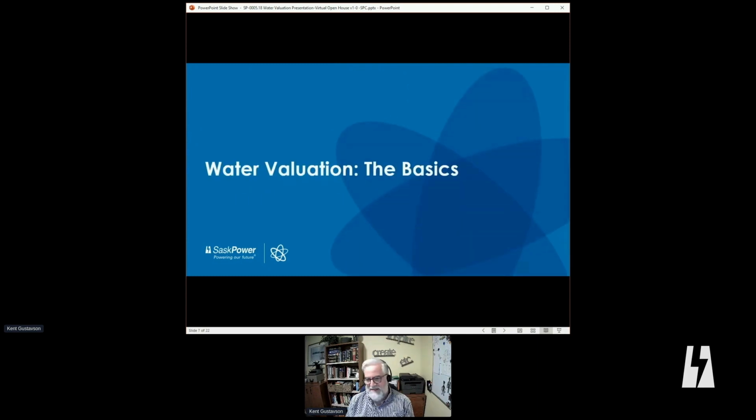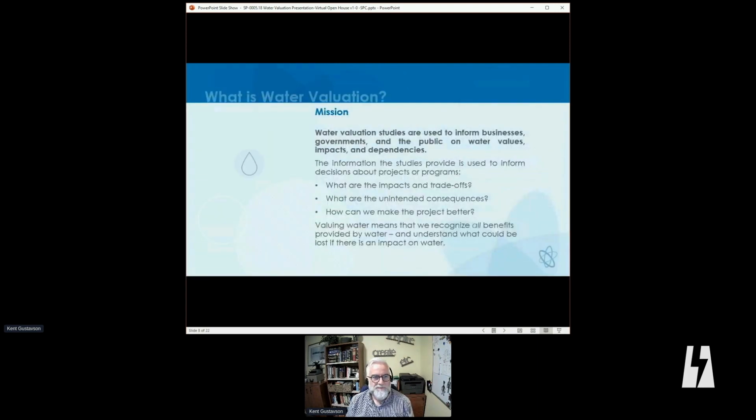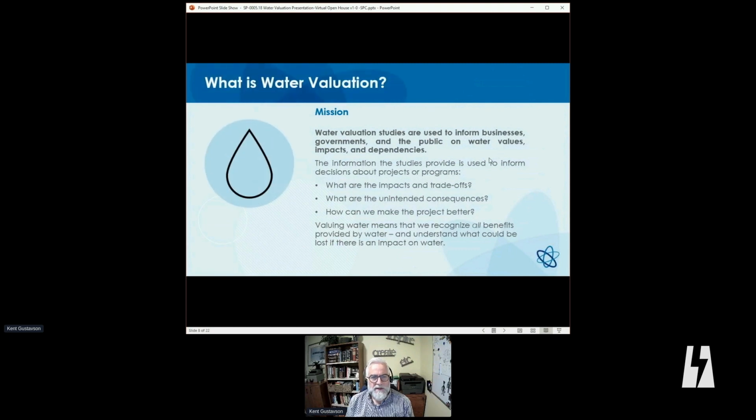So some of the basics around water valuation. Water valuation studies themselves are used to inform businesses, governments, and the public on water values to help understand potential impacts and dependencies across different values. The information the studies provide is used to inform decisions about projects or programs. So it helps answer the questions: what are the impacts of a project? What are the trade-offs involved? What are the unintended consequences?